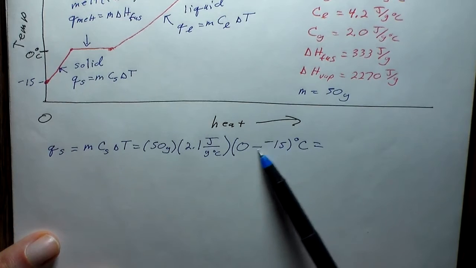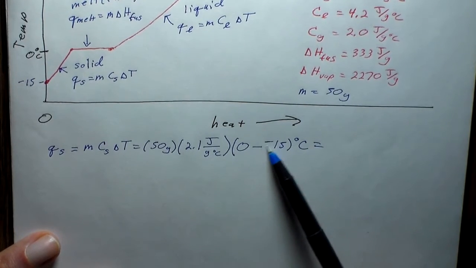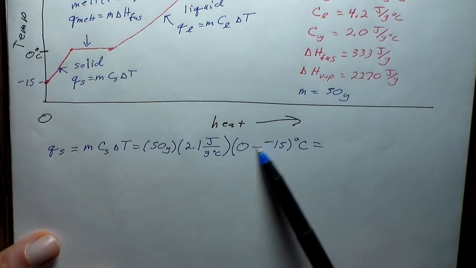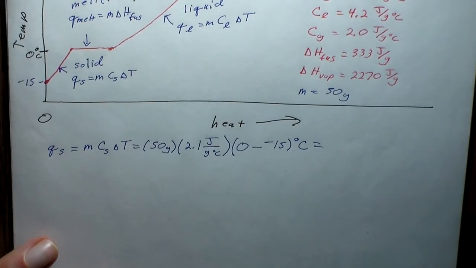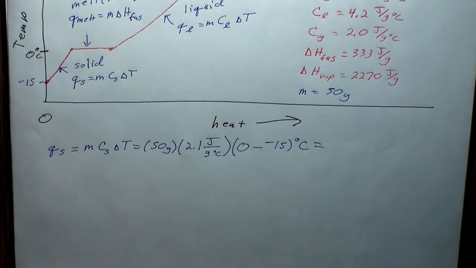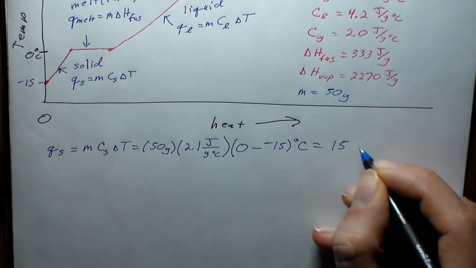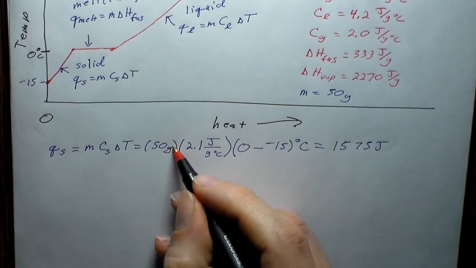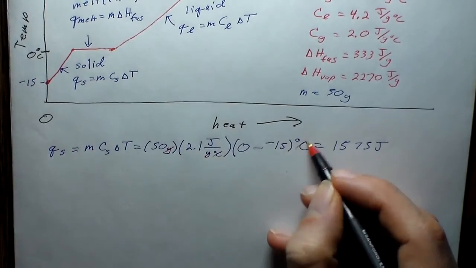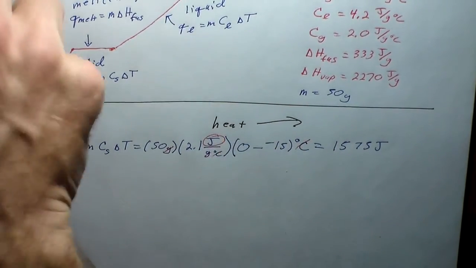This is usually where people screw it up, is watching the negative sign here. So just make sure you're careful of that. That would technically be 0 plus 15 when you do all the signs correctly. Okay, so this works out to be 1575 joules. And just to show you that all your units canceled out, the grams go away, the degree Celsius goes away, and you're just left here with joules.